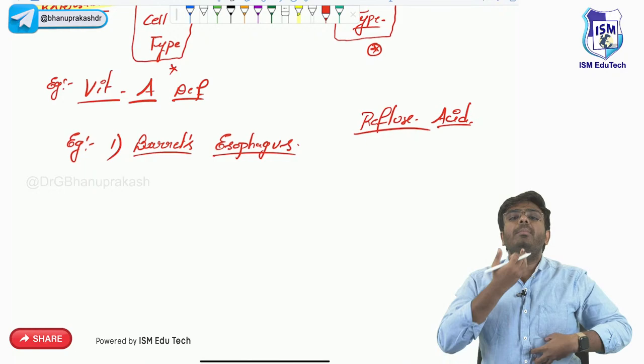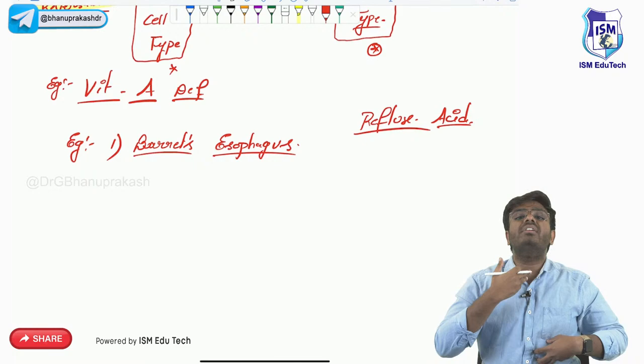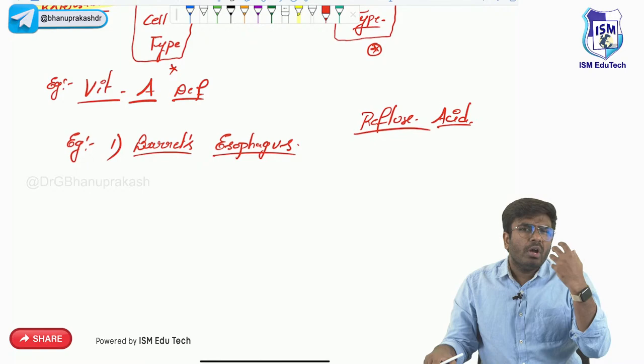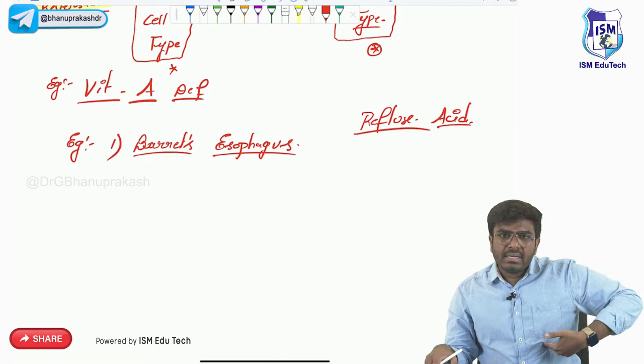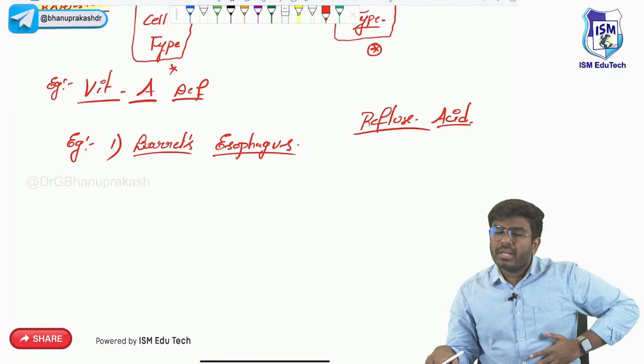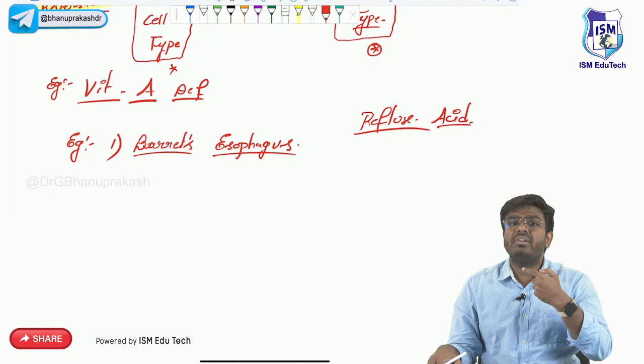Squamous epithelium is not resistant to acidic damage. First of all, the esophagus never thought in its life that it would see acid. But unfortunately, because of your dietary habits, eating spicy foods, eating foods at odd times will cause this acidic reflux. When acid is present in the stomach, no problem. Why? Because the stomach has proper lining, proper mucosa, columnar epithelium, which is resistant to acid. But when acid comes back into the esophagus, this poor squamous epithelium cries, I cannot take this acid damage anymore.